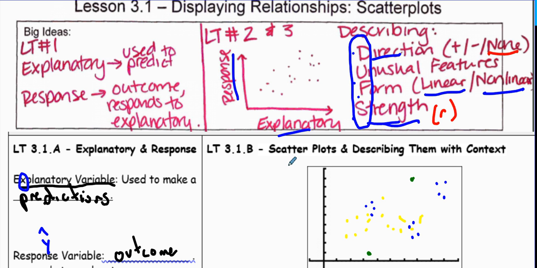Okay, so these are the notes on what we're talking about with displays of relationships and what we are looking for. In our next video, we're going to be going through some examples of this.